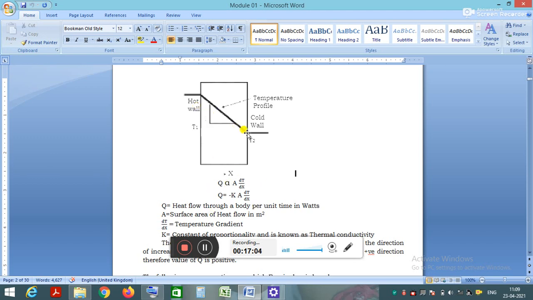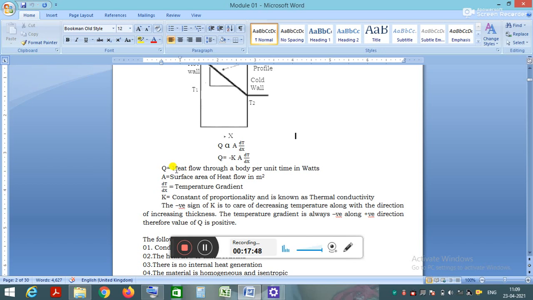Since the temperature decreases in the direction of heat transfer, and we know that dT is nothing but the temperature difference, final temperature minus initial temperature. Since T2 is always less than T1, T2 minus T1 divided by dx is always negative. Negative into this minus sign gives you the positive value. Therefore the heat transfer is always positive, although the temperature gradient dT by dx is negative. Therefore the equation becomes Q equals K A into T1 minus T2 divided by dx, which is a positive value.